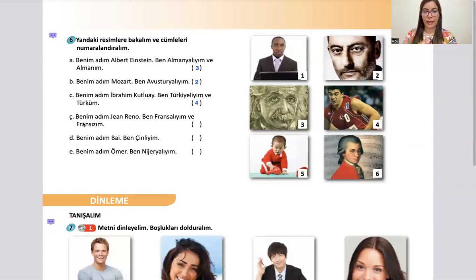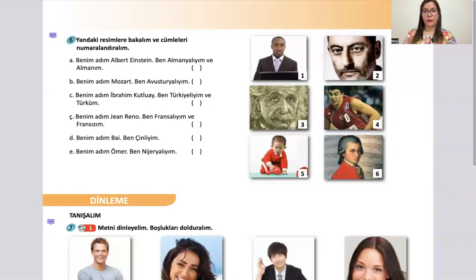Ç. Benim adım Jean Reno. Ben Fransalıyım ve Fransızım. My name is Jean Reno. I'm from France and I'm French. Which one do you think this one is? Number six. D. Benim adım Bay. Ben Çinliyim. My name is Bay. I'm from China. Five. E. Benim adım Ömer. Ben Nijeryalıyım. My name is Ömer. I'm from Nigeria. One. Benim adım Moji. Ben Türkiye'liyim ve Türk'üm, for example.